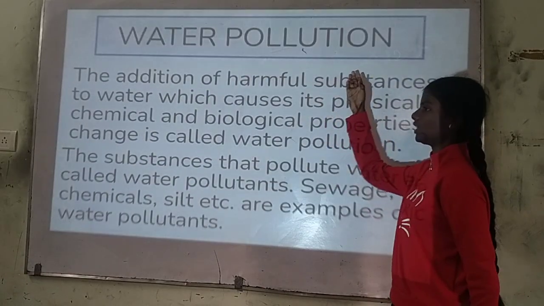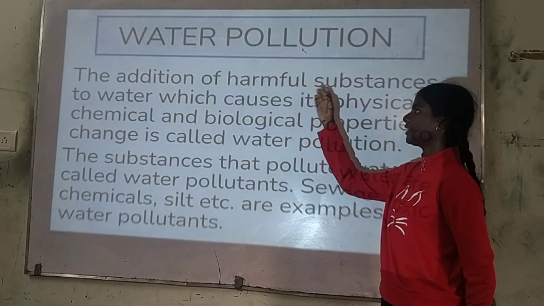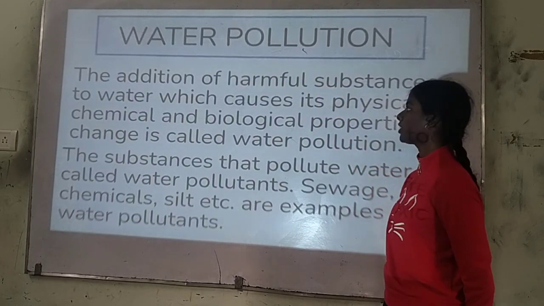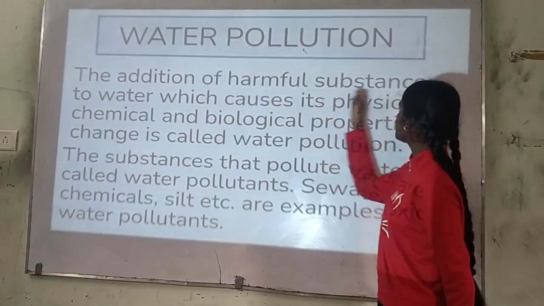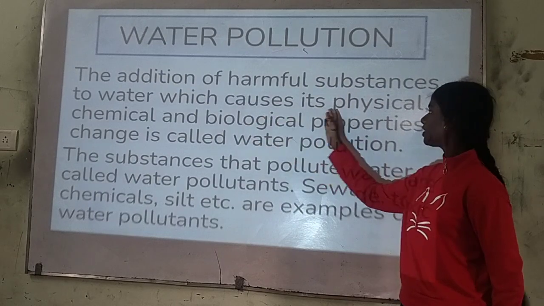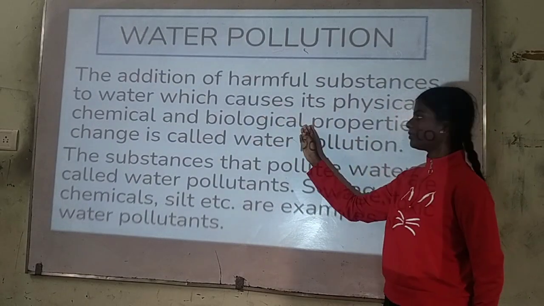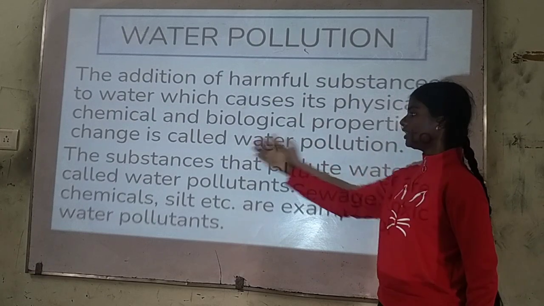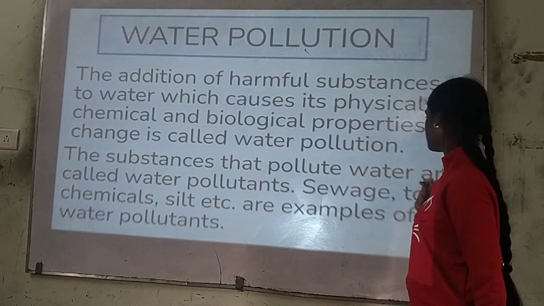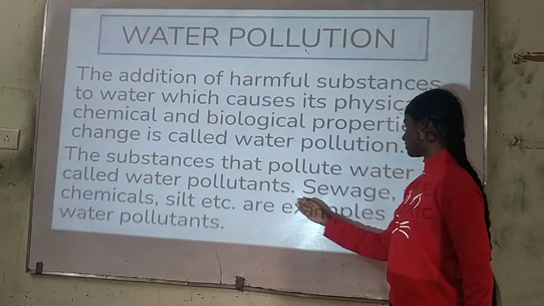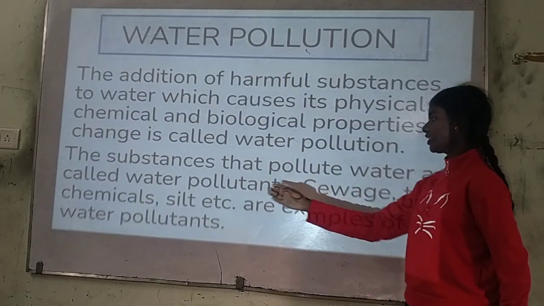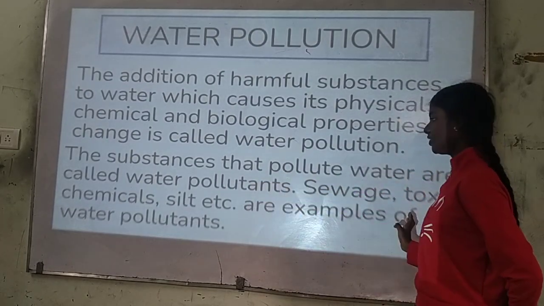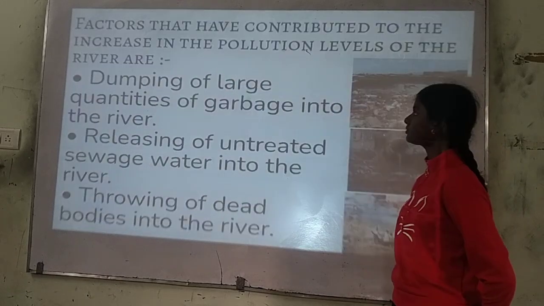Water pollution. Now let us see how water is getting polluted and ways to reduce water pollution. The addition of harmful substances to water which causes its physical, chemical and biological properties to change is called water pollution. The substances that pollute water are called water pollutants. Sewage, toxic chemicals, silt, etc. are examples of water pollutants.